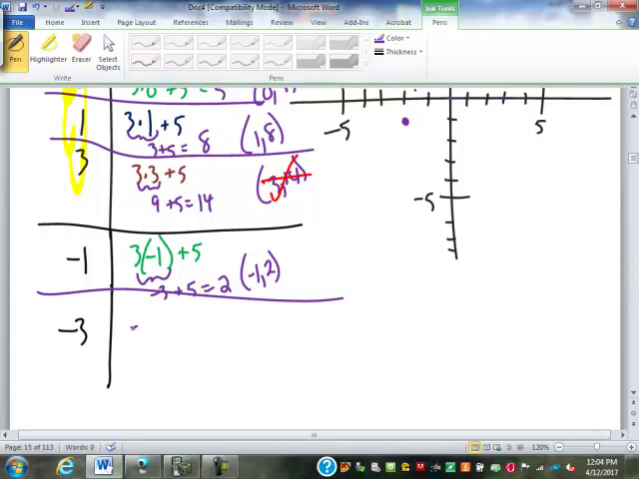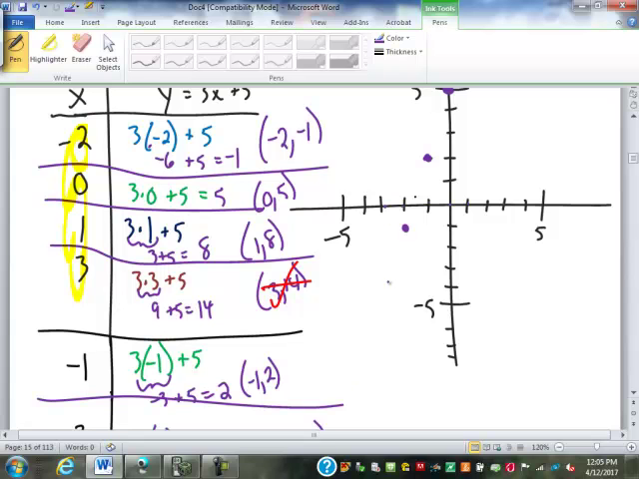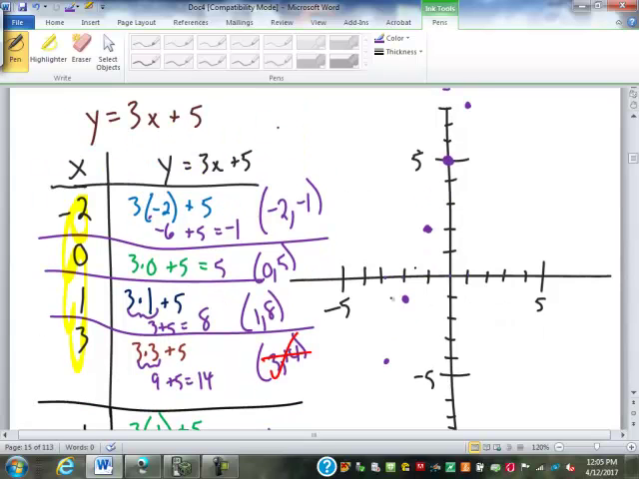-3 just to be sure. So 3 times -3 plus 5 will give us y. 3 times -3 is -9. -9 plus 5 is -4. So we have the ordered pair -3, -4. So -3, -4 is right there. And that should seal it for us. But yes, this is a perfectly straight line across our graph. So I can connect the dots and draw that line through those dots.